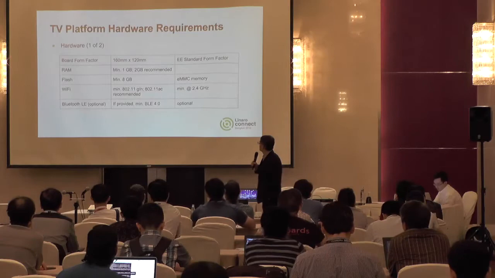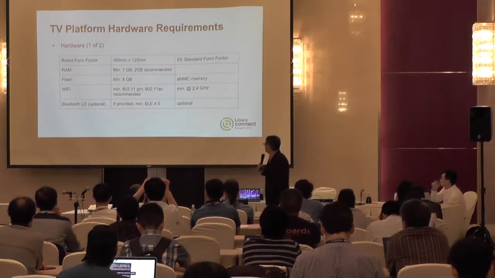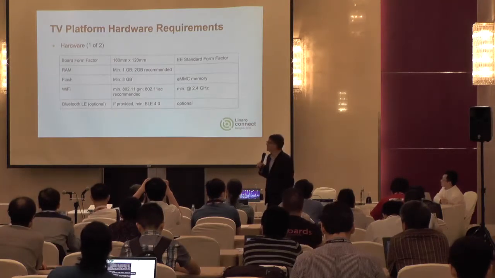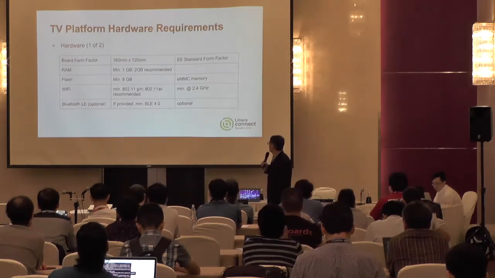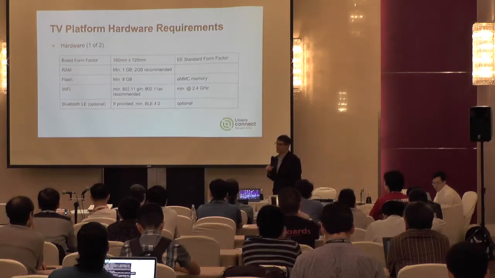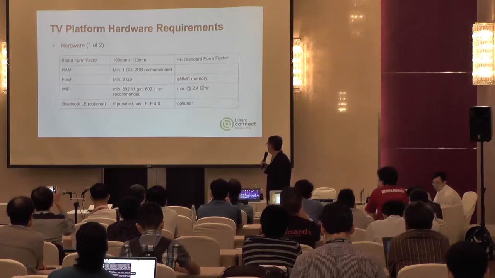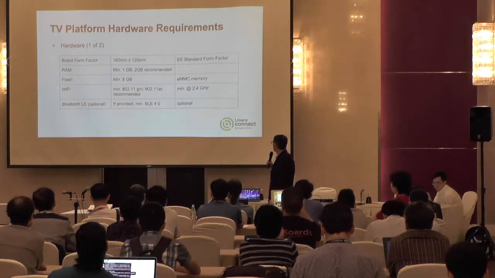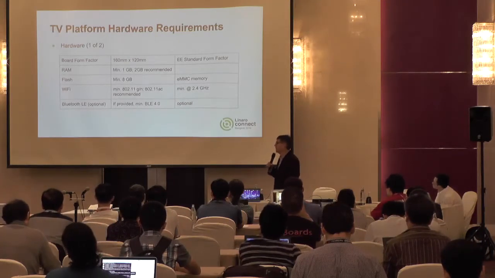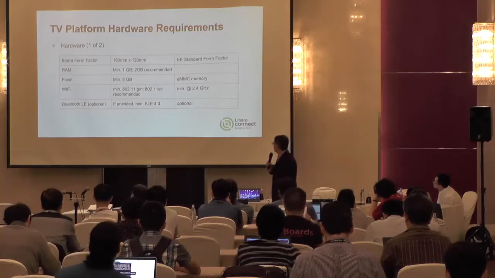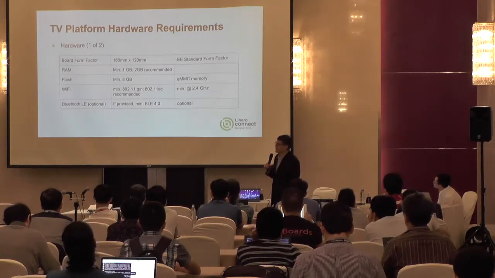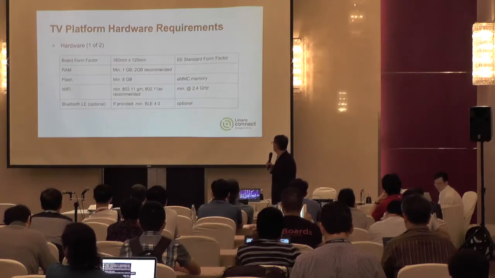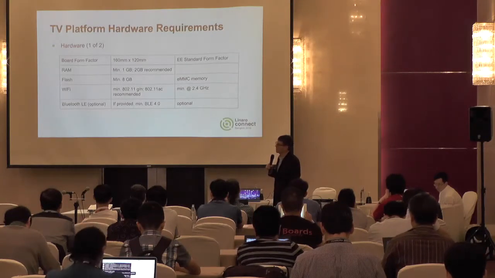So let me talk about some of the highlights of the hardware requirements. For those of you who are familiar with the Enterprise Edition spec, the standard form factor is 160 by 120 millimeters. The requirement is a minimum of 1 gigabyte of RAM, and we recommend 2. The minimum flash in the spec is 8 gigabytes. We think that's sufficient. We have seen some higher end boards that go up to 16, but we think 8 is probably a good place. We add Wi-Fi to the TV platform spec, so that is a requirement on top of the Enterprise Edition spec. Minimum 802.11n, recommend AC, minimum 2.4 gigahertz. You can have 5 gigahertz as well.